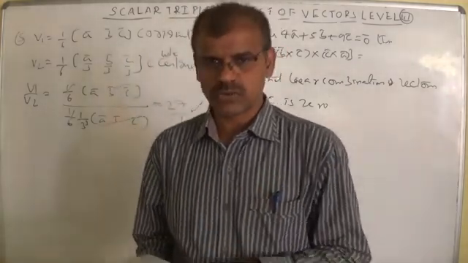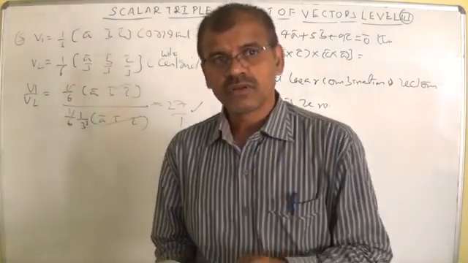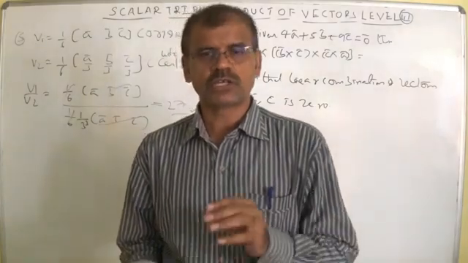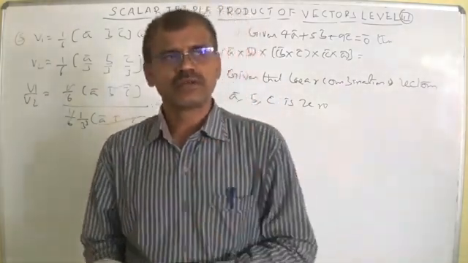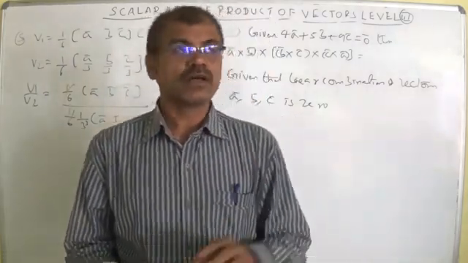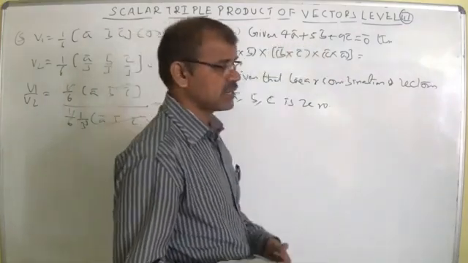C bar equal to 0. Then A bar, if A, X, Y, Z are non-zeros, they are said to be linearly dependent or coplanar or collinear. Linearly dependent or coplanar. See here, 4 is not equal to 0, 5 is not equal to 0, 9 is not equal to 0.